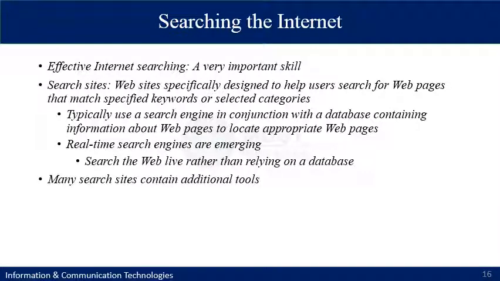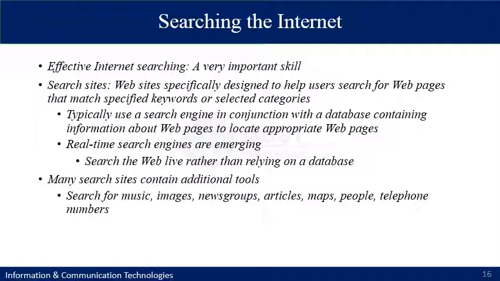Of late, real-time search engines are also emerging which search the web without considering the database, for example, searching for currently available content or content which has spread in recent times. There are many such sites that contain additional tools. For example, common platforms such as Google help you to search for music, images, news, maps, people, telephone numbers separately. So Google is one of the most versatile search sites.